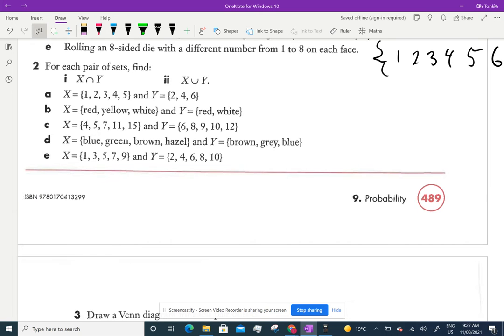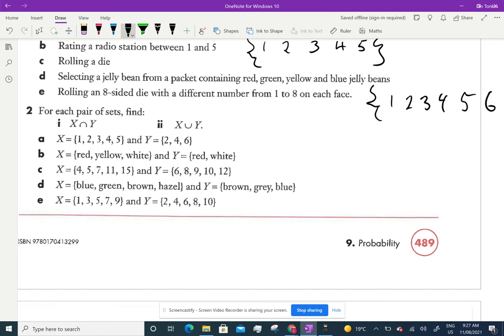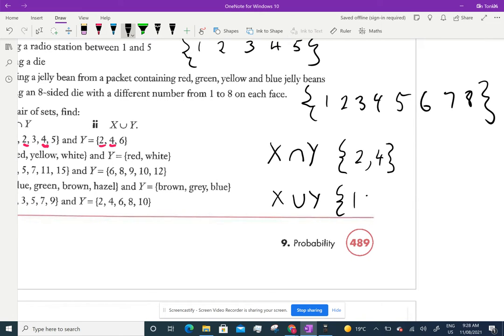Intersection and union. Okay, so I'm just going to do the first one. Find the pair of sets where X is the intersection with Y. Well, I'm just looking for things that are in X that are in Y. So I think there's a 4 in both and there's a 2 in both. So my intersection is 2 and 4. My union is everything that's in both sets: 1, 2, 3, 4, 5, 6.